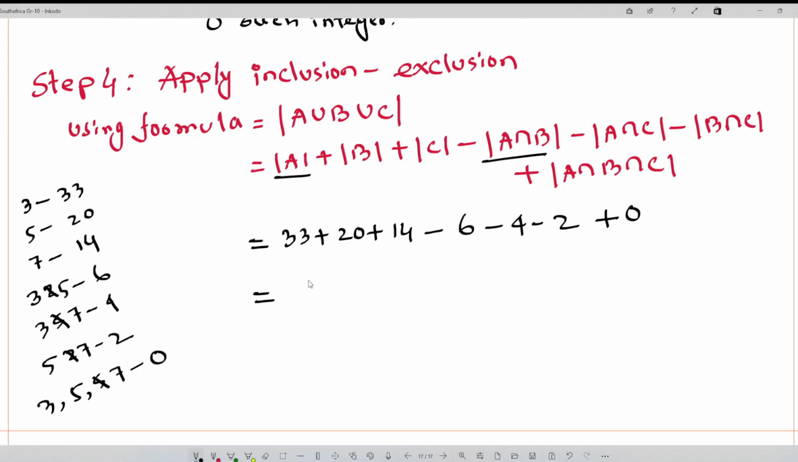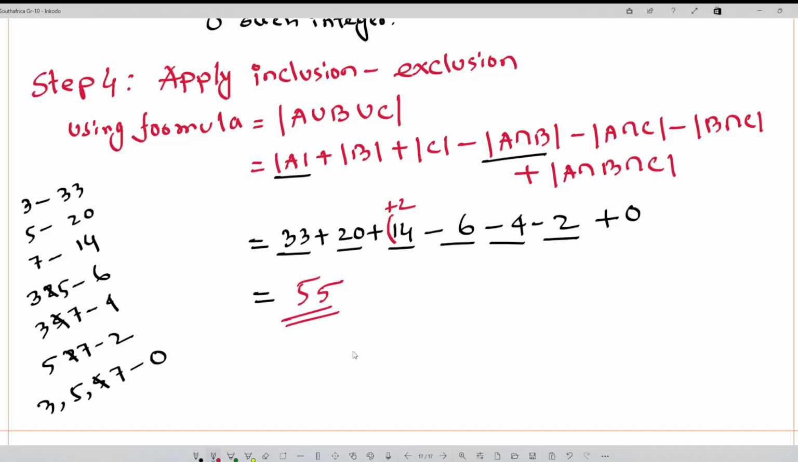Okay, so here is 33, 20 and 14, minus 6, minus 4 and minus 2. So 10 and 2, 12. So from here once we subtract, we will get 67 minus 12, so our answer is 55.